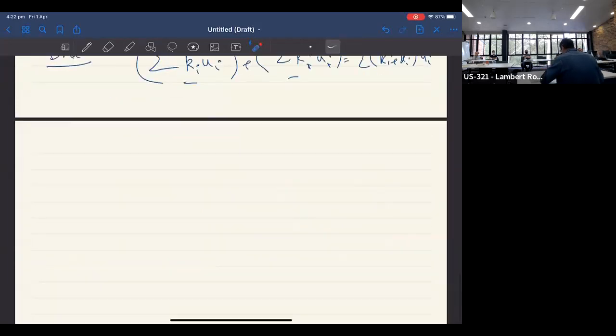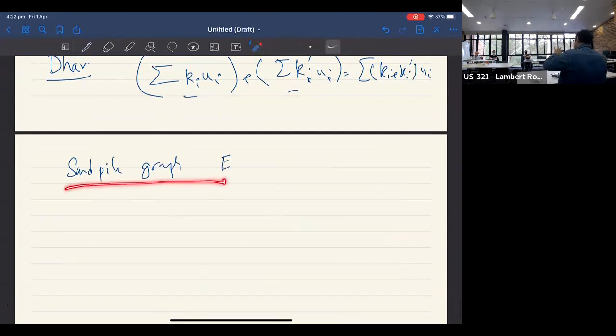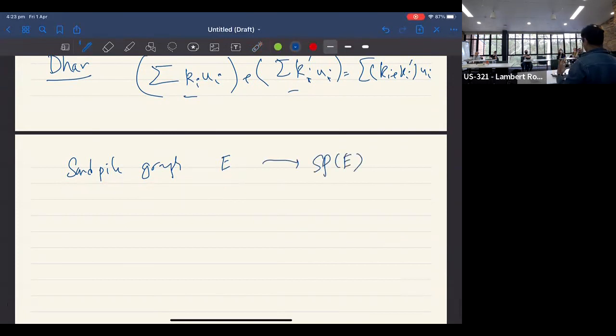Okay. So for any Sandpile graph E, and by Sandpile graph, this is a directed graph, there is one unique sink, and everything connects to that sink. So eventually, I can flush things out. For that, you have the Sandpile monoid. So what is this monoid? Can this monoid explain, say, why you get this fractal there?